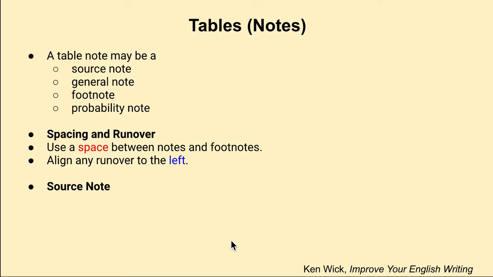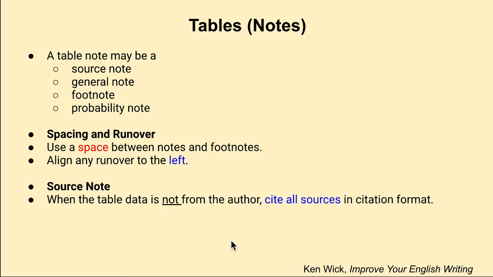First type is the source note. So basically, when the table data is not from the author, you need to cite all the sources of the data in a citation format. Now, I do have future videos on source citation, so I'm not going to cover that here, but you basically need to document all your sources when they're not from the author.